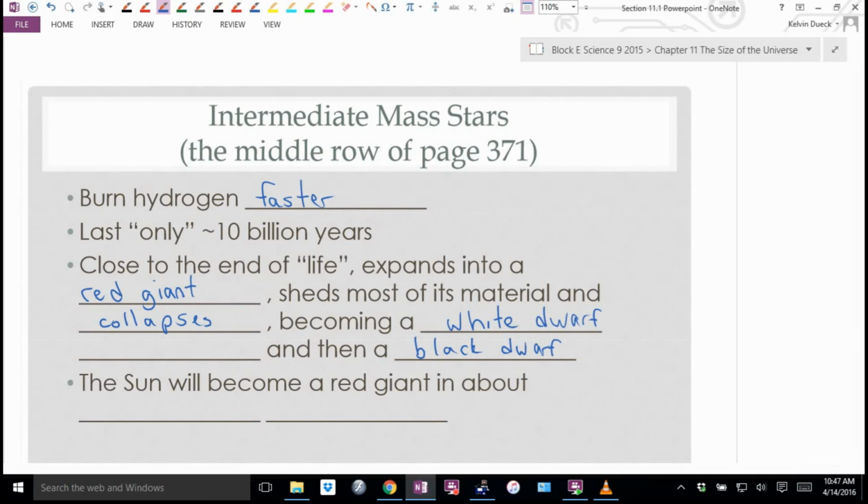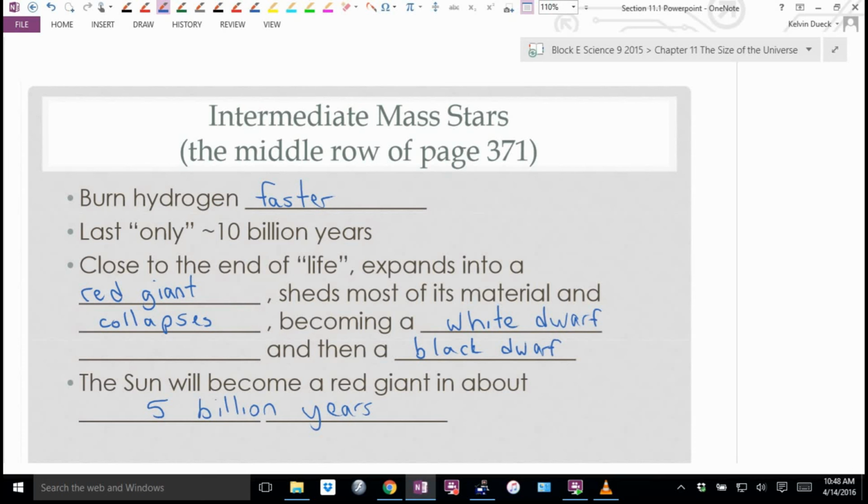The sun is an intermediate mass star. It's about 4.5 billion years old-ish. So it'll become a red giant in about 5 billion years, give or take. I think I said 4 billion years earlier. About 5. I think the best estimates right now are about 4.6, 4.8 billion years. I'm not going to be around, Kevin, so you don't care that much.